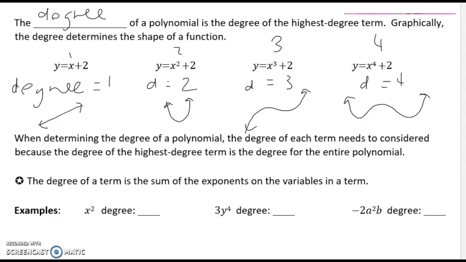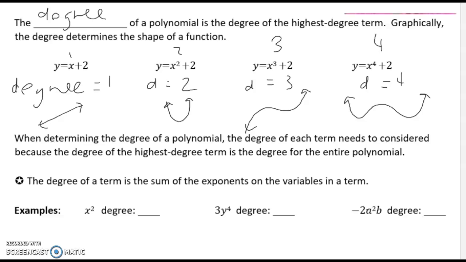So when determining the degree of a polynomial, the degree of each term needs to be considered because the degree of the highest term is the degree for the entire polynomial. Okay, so down here, the degree of a term is the sum of the exponents on the variable in a term.